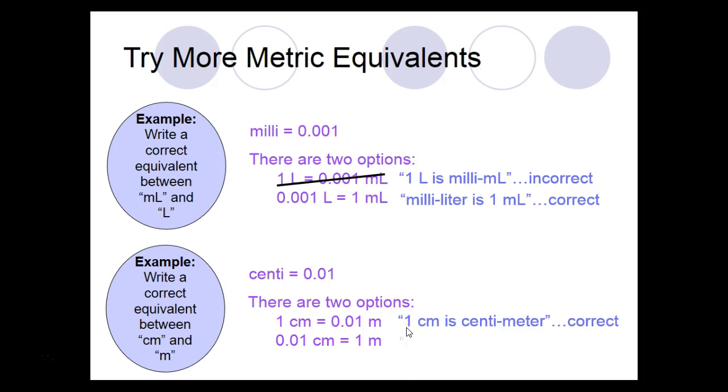For this one, you should have figured out that the bottom one is wrong. Remember, centimeters are a lot smaller than meters. If this were 100, that would be correct. 100 centimeters equals 1 meter. But this again is a tiny number, just like this one. But 1 centimeter would be equal to 1/100th of a meter. That would be correct.